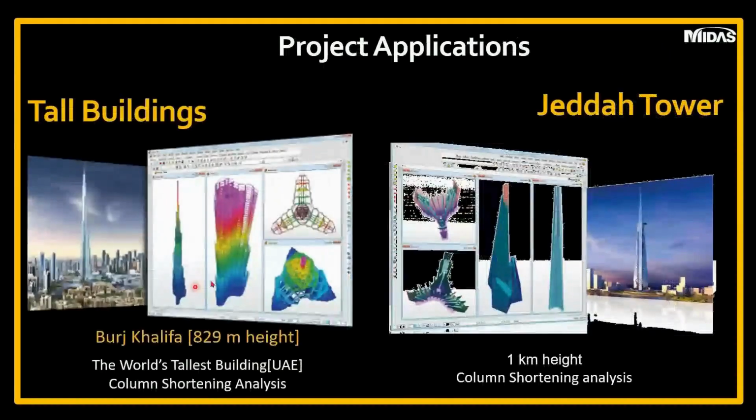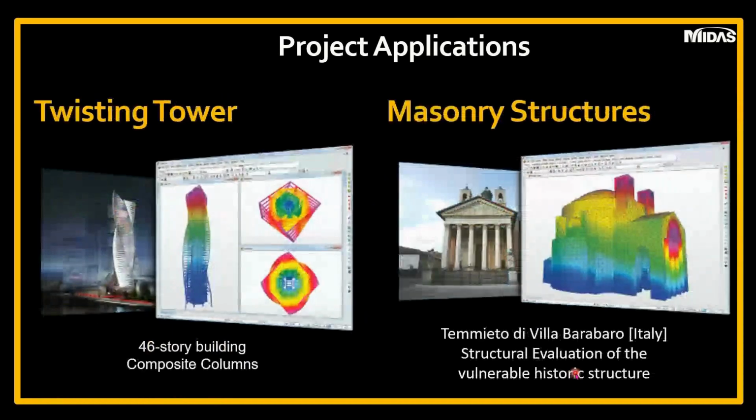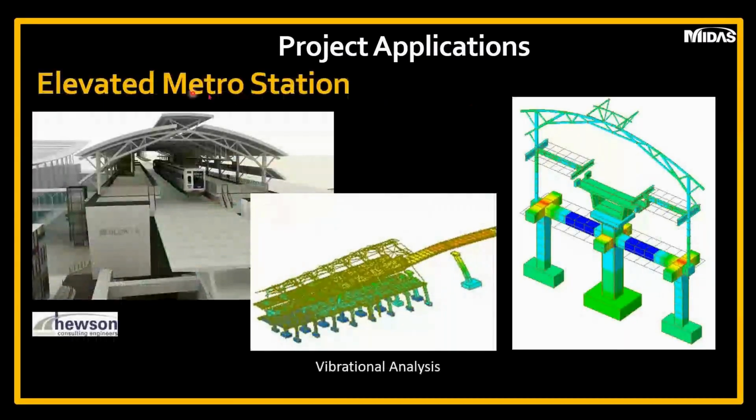So these are a few iconic projects where MIDAS Gen software solution was used: for high-rise structures, Burj Khalifa and Jeddah Tower column shortening analysis, and in steel structures like the Beijing Olympic National Stadium and German Pavilion, where dynamic analysis like response spectrum and steel optimization is utilized. And the twisting tower with composite columns as well as masonry structures, and we can also easily handle the elevated metro stations as well as underground metro stations.